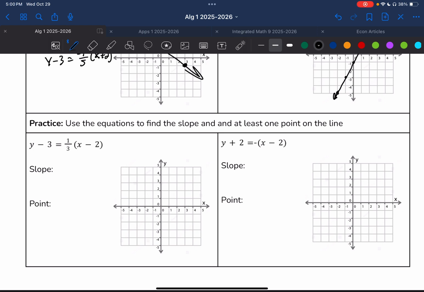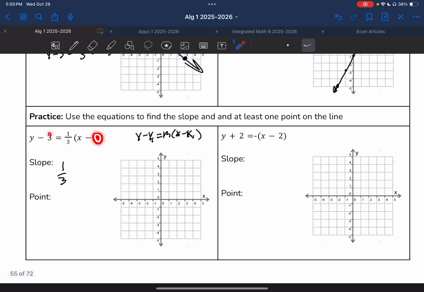All right, so now we're just identifying. So remember our formula here is y minus y1 is equal to m times x minus x1. So the slope here is the m, which we see to be 1/3. And the point x1, y1 we can see is 2, 3. So we pull those straight from the formula. And now to graph, we know that we're at a point 2, 3, and we have a slope of 1/3, meaning that we have to go over 1 and down 3. So our line is going to look like that.